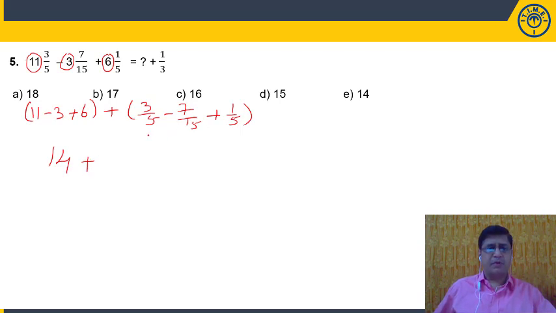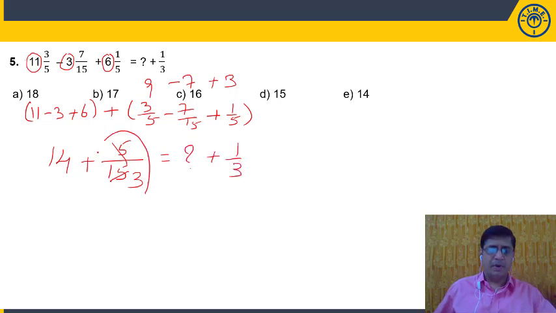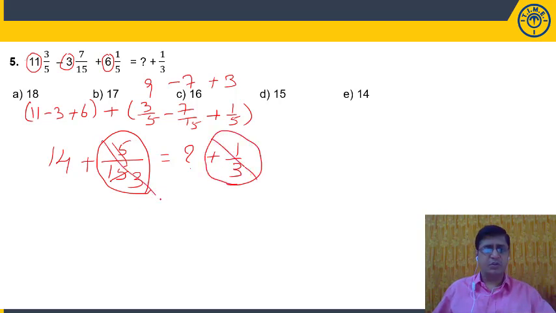Now what is the LCM of these proper fractions? 15 is the LCM. If you observe this carefully, 3 times 3 is 9, minus 7, plus 3. 9 minus 7 is 2, 2 plus 3 is equal to 5, so 5 by 15 is 1 by 3, which is equal to question mark plus 1 by 3. The 1 by 3 on either side of the equal sign gets cancelled. So what is the remaining value? It is 14. The right choice is option E. E is the right choice.